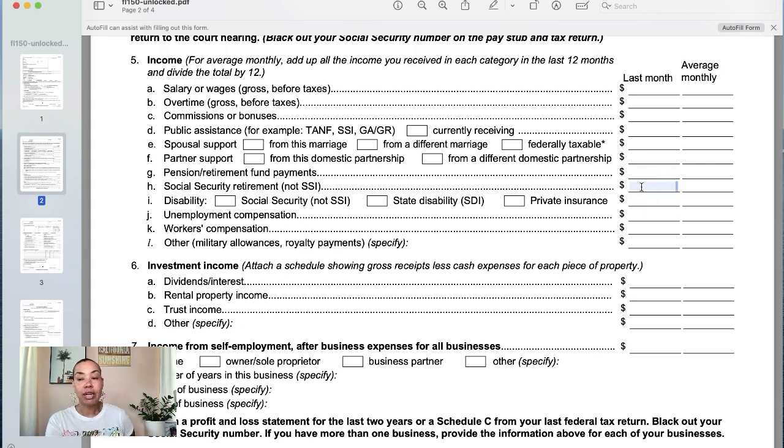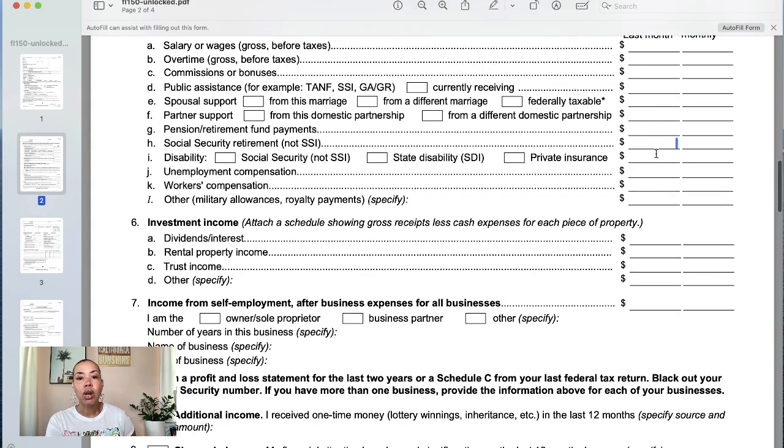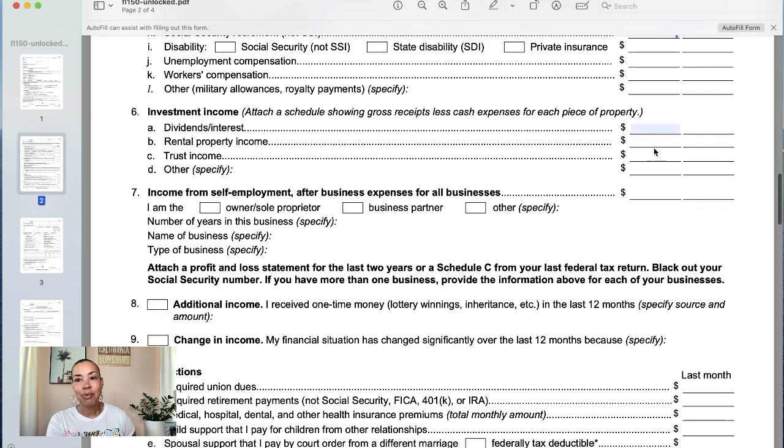Maybe you are getting those Social Security payments, not disability. Okay. Maybe you're getting some other disability insurance. Maybe you're on unemployment. They want you to list these things. If you own property, a lot of people that I work with have rental properties. You're going to list what you take, your income for that, your gross income. If you receive dividends or interest, if you have a trust, what is that income?